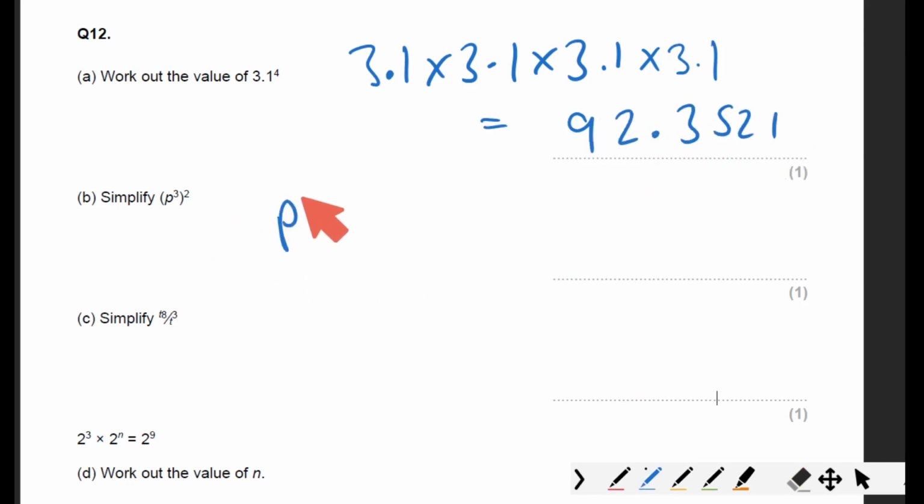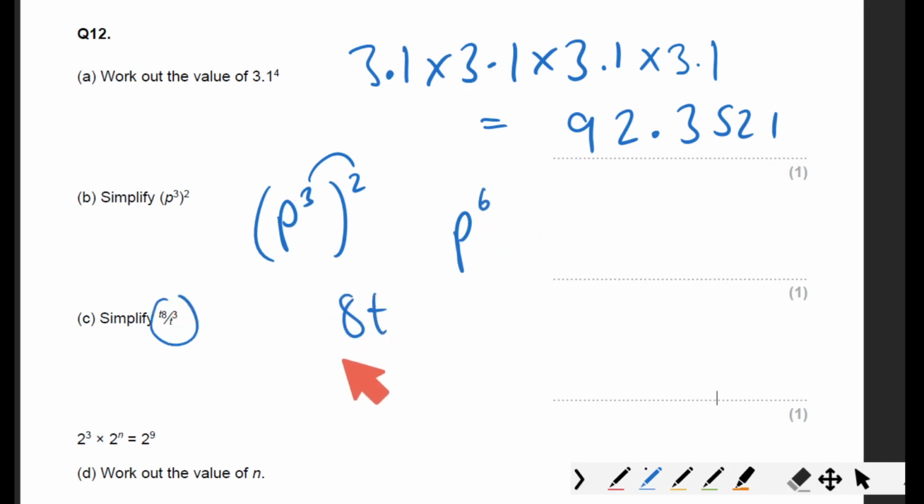Right, this one. It's across the bracket, so it's timesing, isn't it? So that'll be p to the power of 6. Right, this question looks a bit messed up, but I'm guessing it's this question. Like that. Alright.